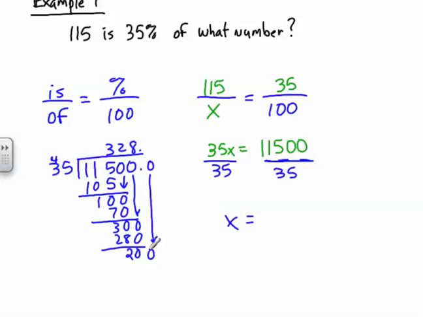Bring down my 0. Okay. 35 into 200. I don't know. It's not 6. It's probably 5. Okay. 5 times 5 is 25. Carry my 2. 5 times 3 is 15, and 2 is 17. When I subtract, I get 250. I'm going to bring down another 0. Okay. 35 into 250. Boy, I hope this ends soon. Let's see. 6, 7 times, I think. 7 times 5 is 35.